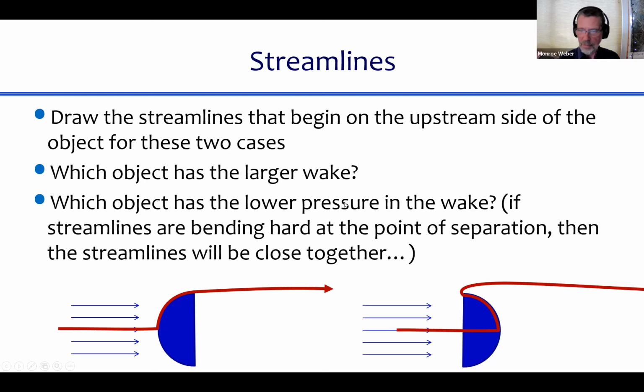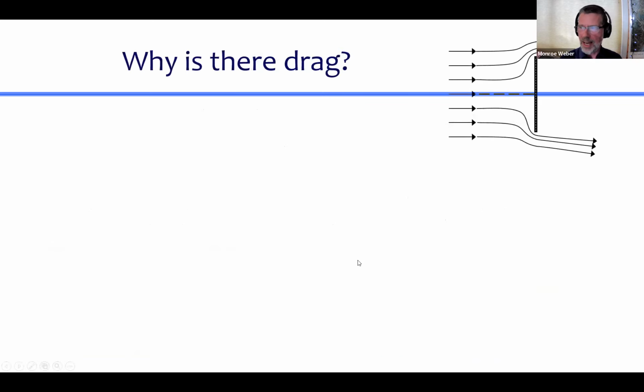And then, okay, point number 3 here is which object has the lower pressure in the wake. And drag is caused, partially, by there being a low pressure in the wake. And if the streamlines are bending hard at the point of separation, then the streamlines will be closer together, and that leads to some interesting consequences. So let's do the next slide.